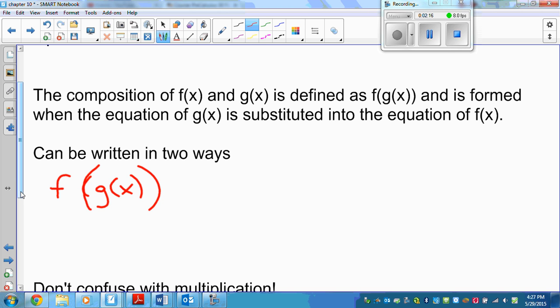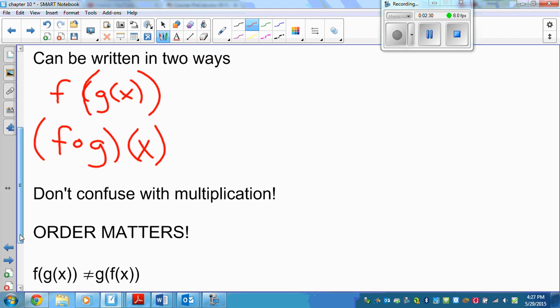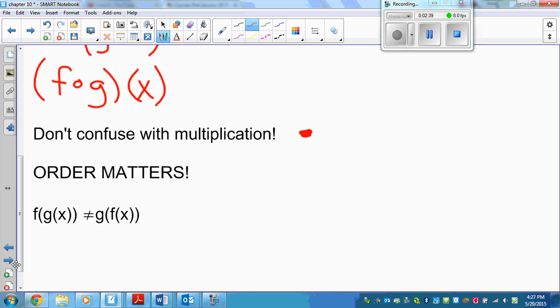It can be written as f of g of x, a function where I put g of x in, or the other way that I can write it is f of g of x. Don't confuse it with multiplication. Multiplication had a colored-in dot; this one is an open dot. And order matters. F of g of x is not the same as g of f of x. I always remember these by going inside out. I work on the inside and then go outwards.